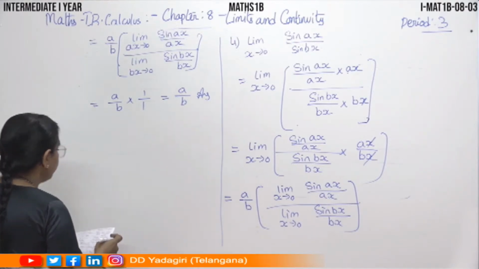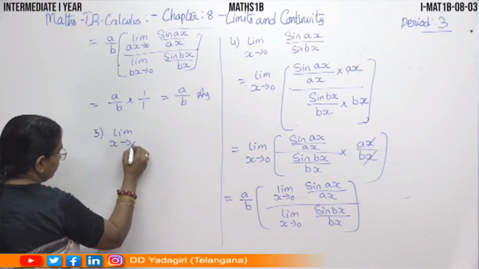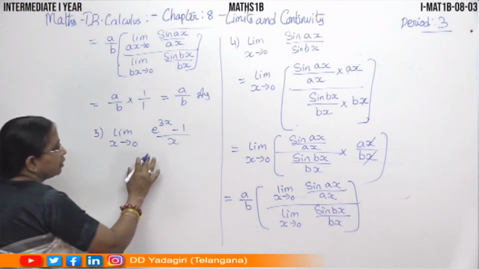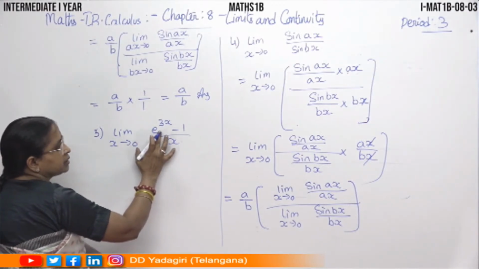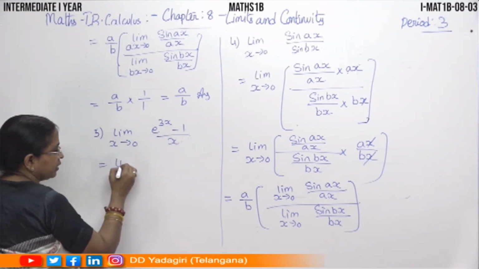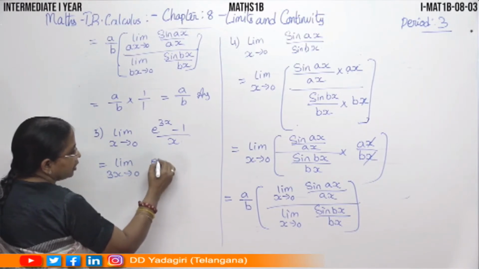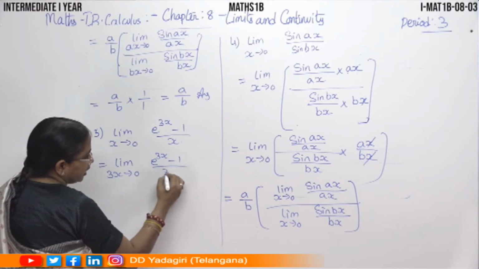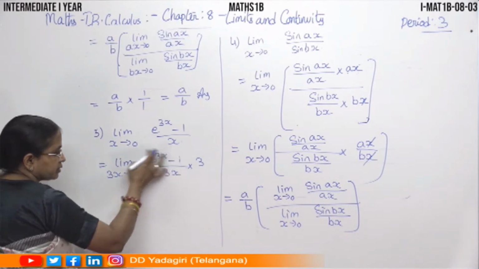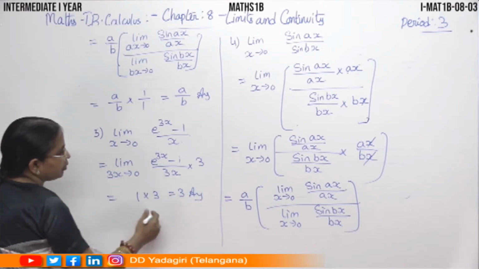Okay, next problem. Fifth problem. Limit x tending to 0 of e to the power 3x minus 1 by x. This is again very important for 2 marks. Now our standard limit is e power x minus 1 by x. In the place of x you have 3x. As I explained earlier, you will multiply. 3x tends to 0, 3 into 0 is 0. So e to the power 3x minus 1 by 3x, multiply and divide by 3, so that the denominator becomes 3x. So this limit is equal to 1. So 1 into 3, that is 3. Like this we do the problem.